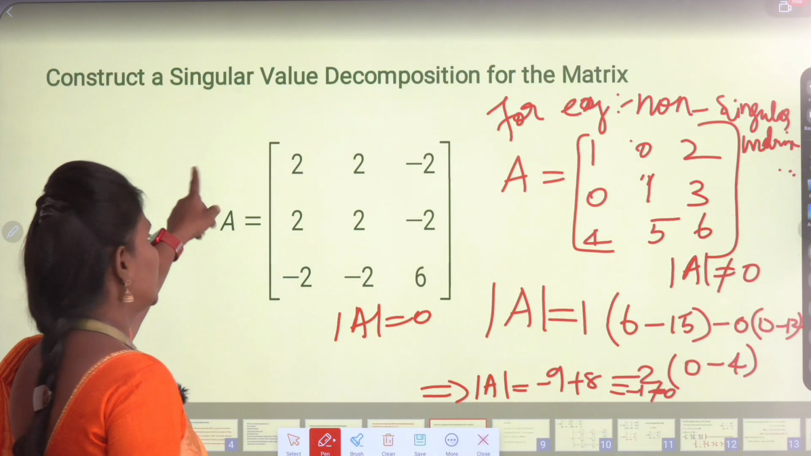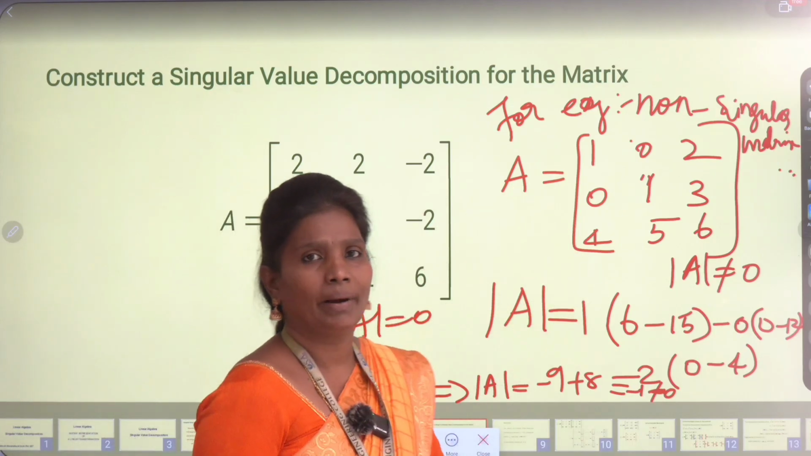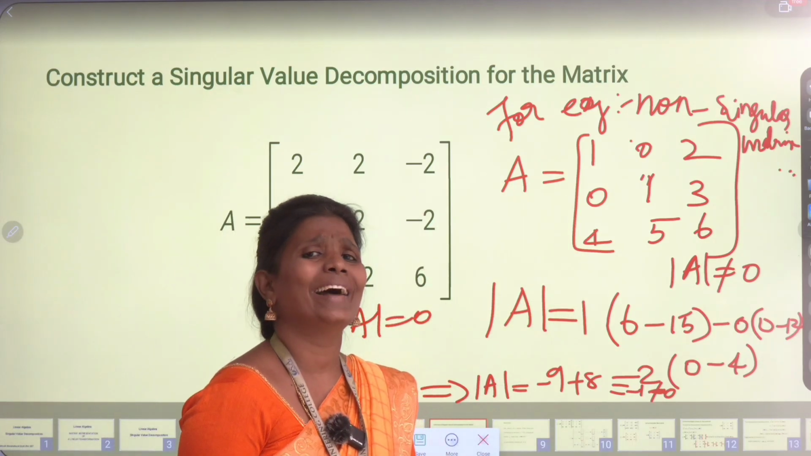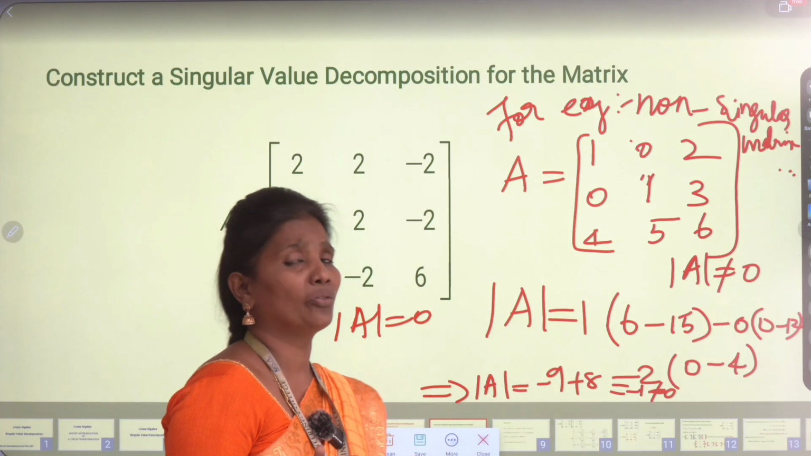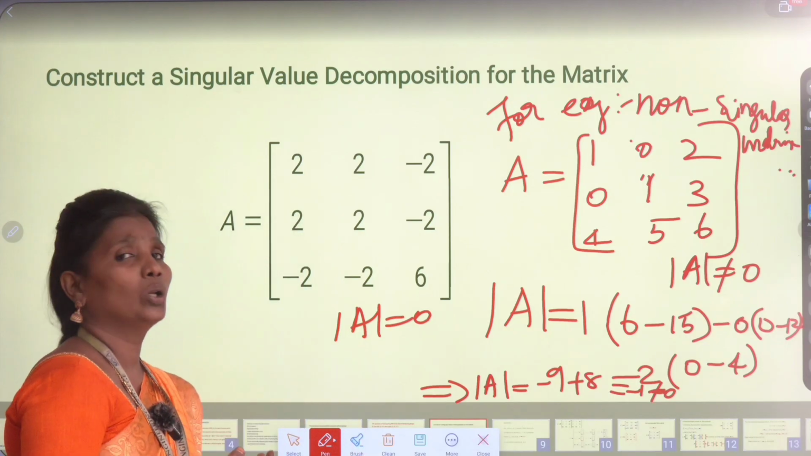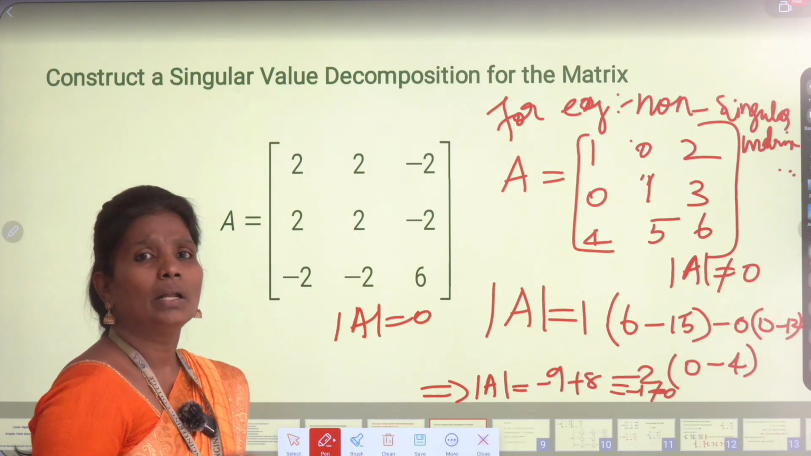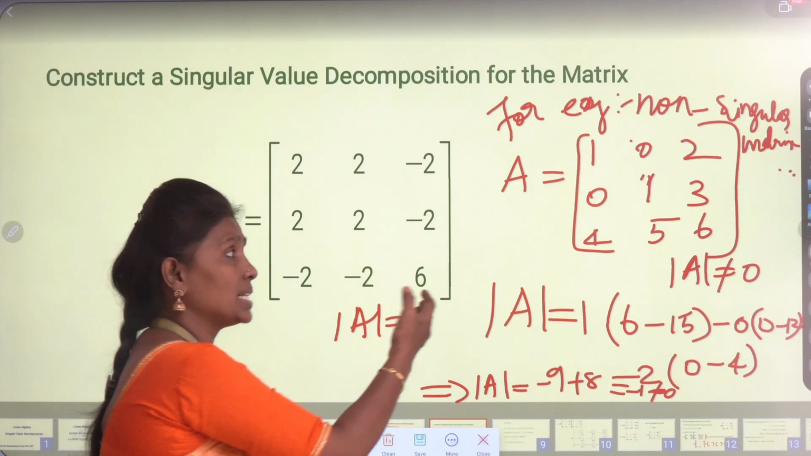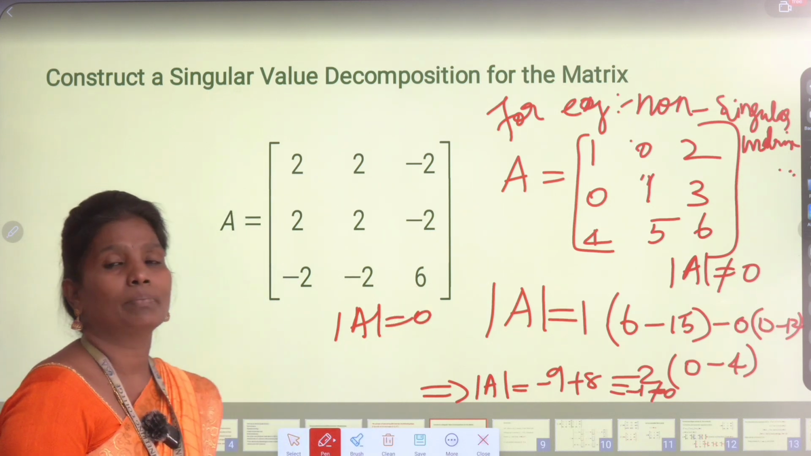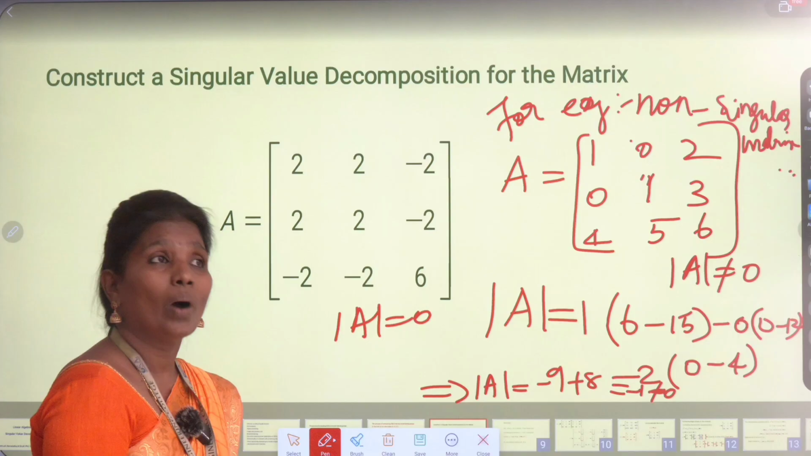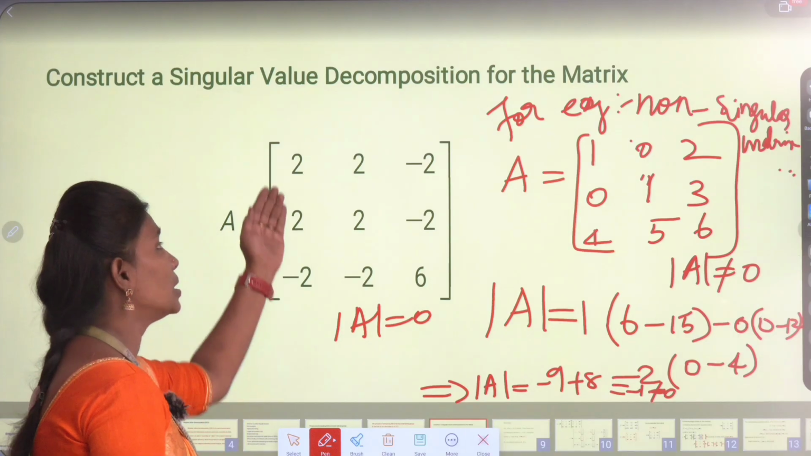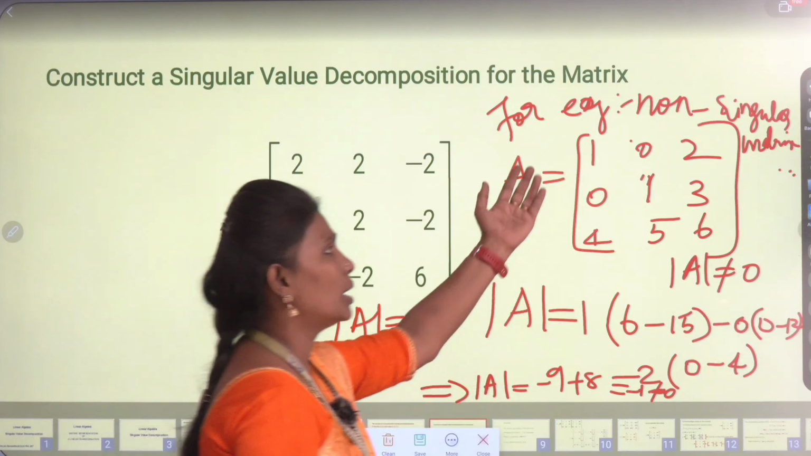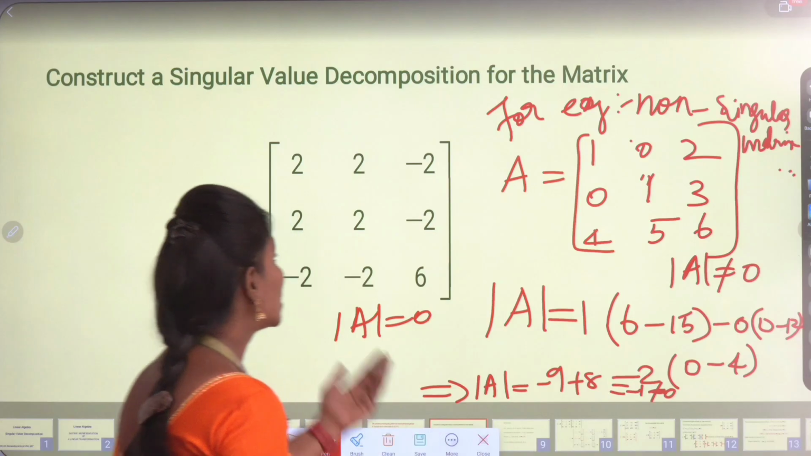So that's why in the non-singular matrix we don't have any problem. We use direct methods, and a lot of direct methods are available to find the solutions. The direct methods are Gauss elimination and Gauss Jordan, because the matrix has an inverse. A singular matrix doesn't have an inverse, because its columns are linearly dependent. Here the columns are not linearly dependent.